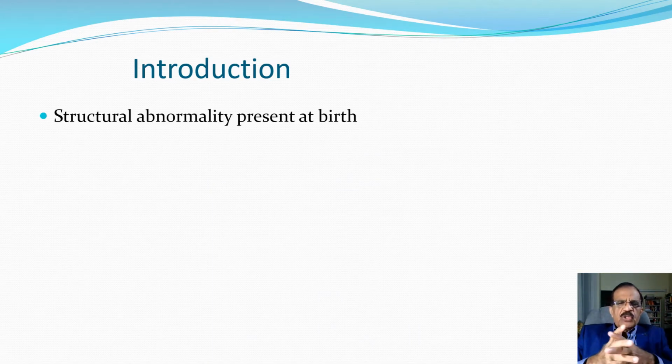What is congenital heart disease? Any structural abnormality present at the time of birth. It may not be detected at the time of birth. Sometimes it may be diagnosed much later, and you may be surprised at the age of 40 or 50. Sometimes a person may be a professional athlete, physically absolutely fit, but may have a congenital heart disease. So we know that it must have been present at the time of birth.